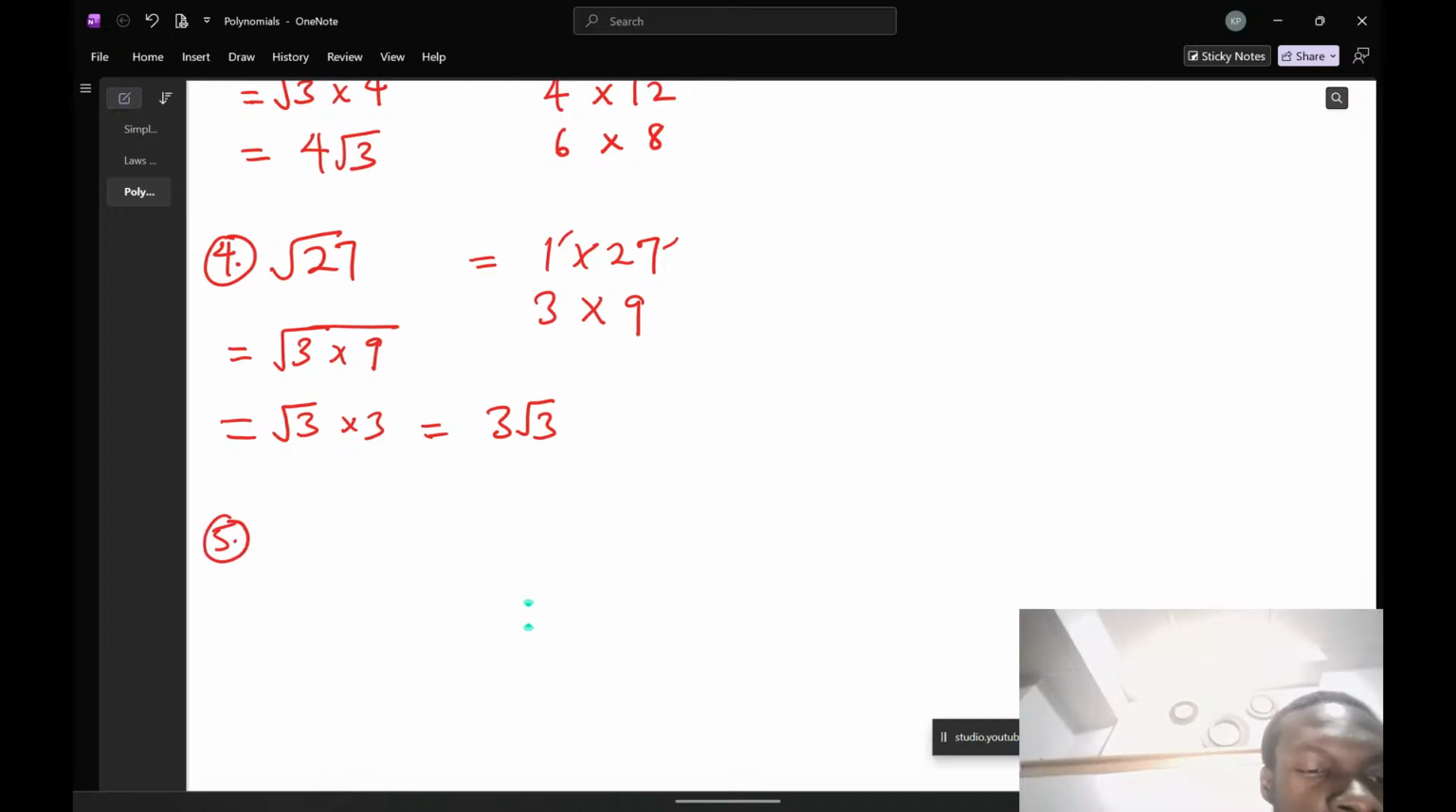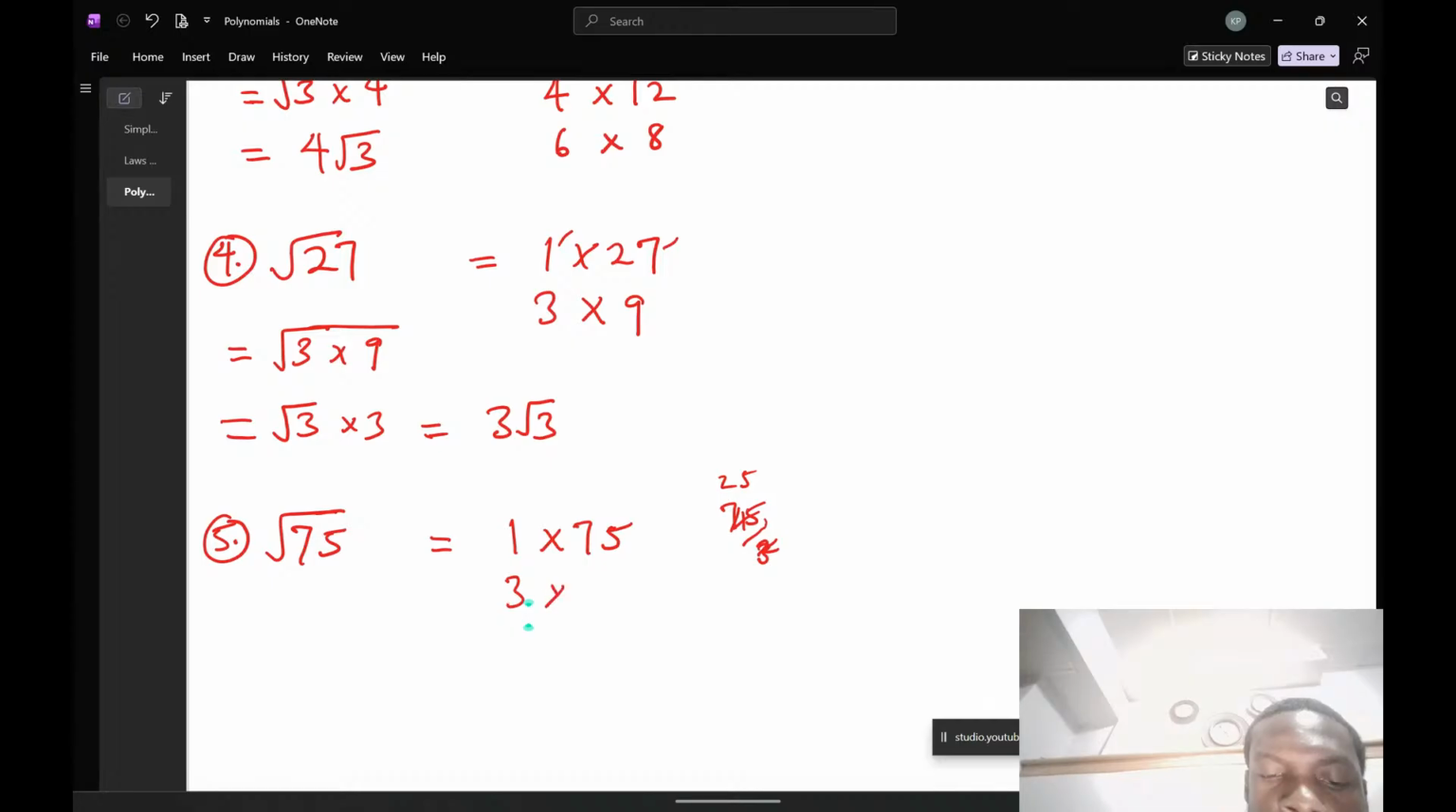So another one I will do is root 75. Okay, root 75. So let's write out the factors of 75. 1 times 75. 2 cannot go in 75. I think 3 should go in 75. 75 divided by 3, I think it should be 19. Yeah? I mean, 2. Okay. No, 25, sorry. So 3 times 25 will give us 75.